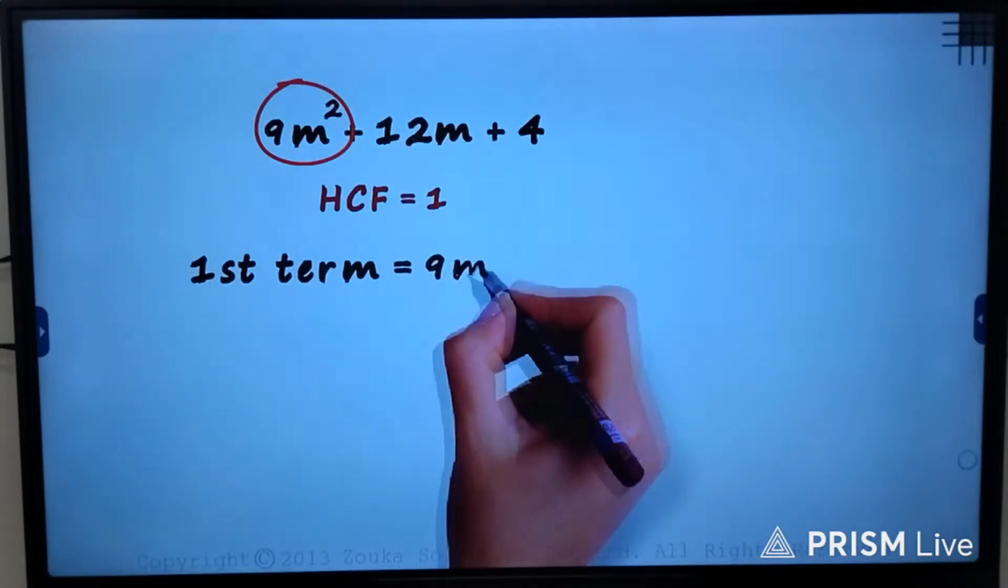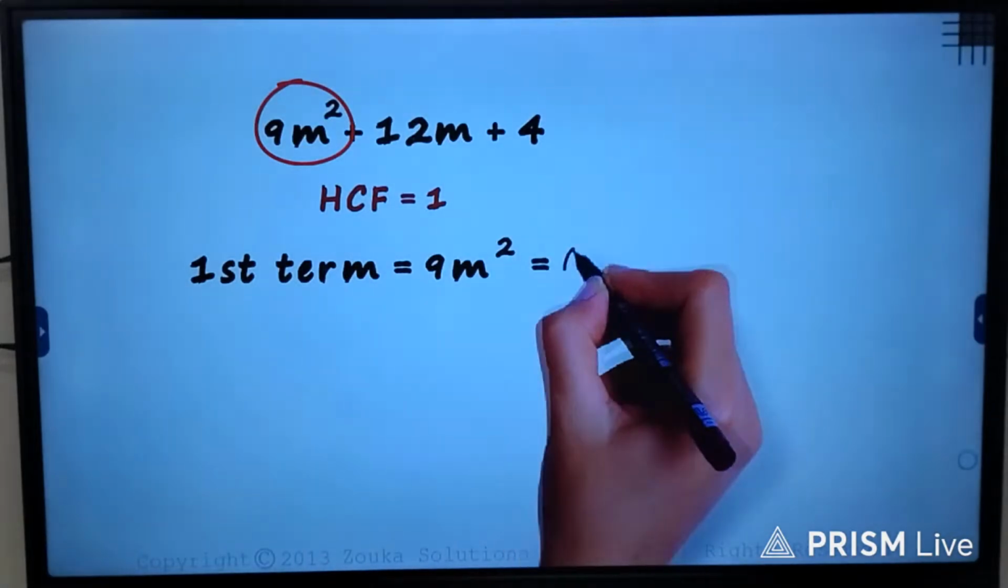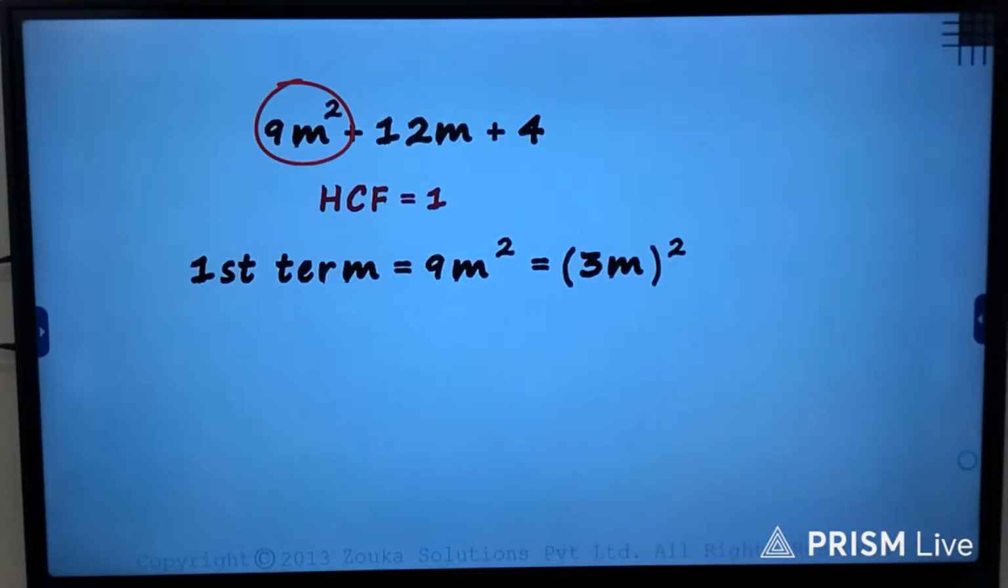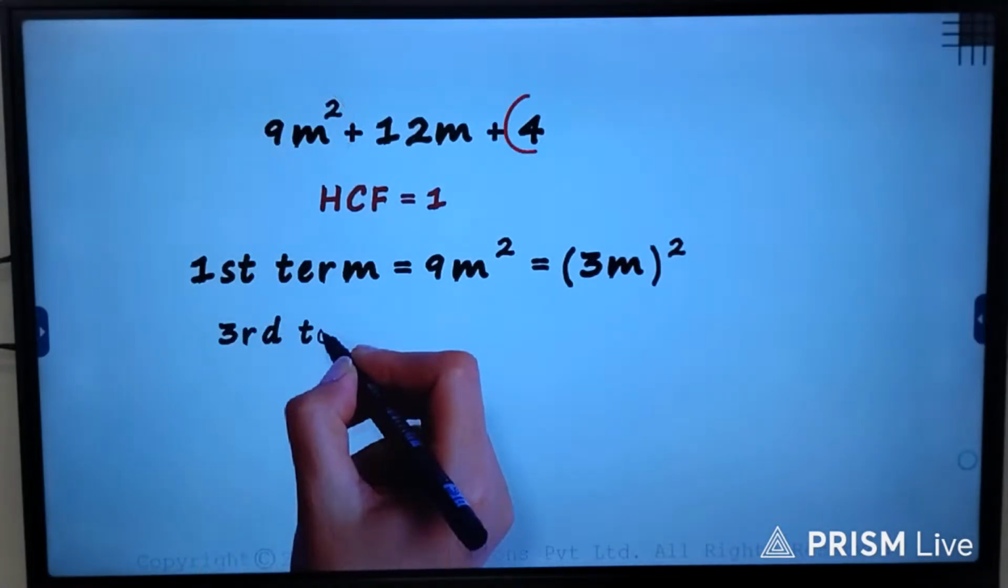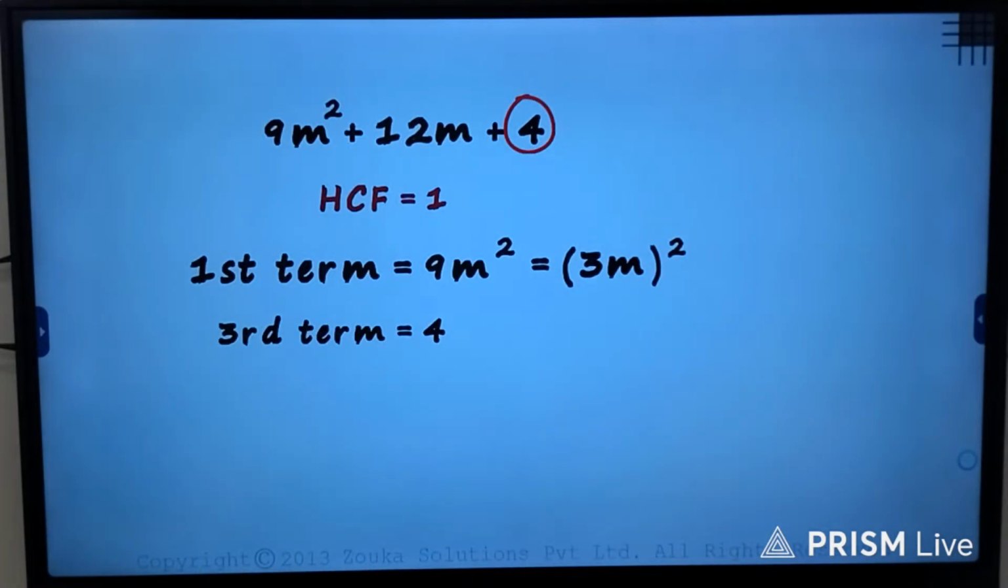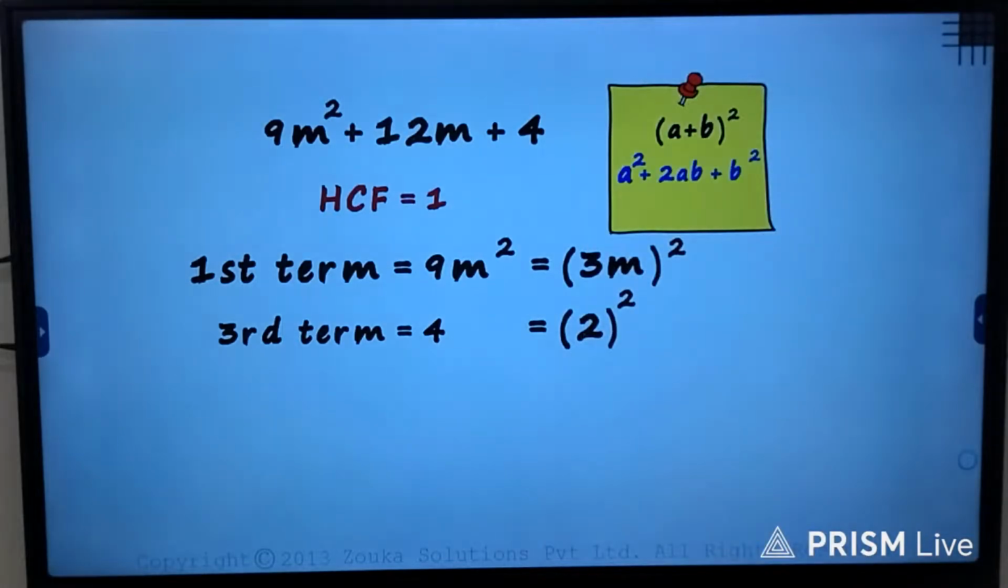First term is 9m squared. We can also write it as 3m the whole square. The third term in the polynomial is 4. It can be written as 2 squared. We basically wrote the first and the last term in whole square terms. Why are we doing this? This is our first identity. A plus b the whole square equals a squared plus 2ab plus b squared. We got the first and the last terms in this form.